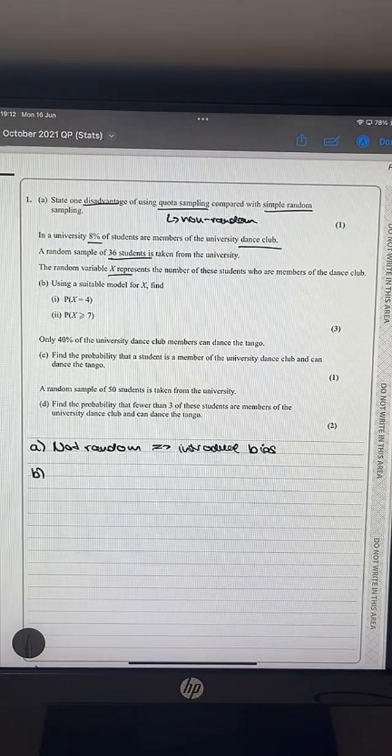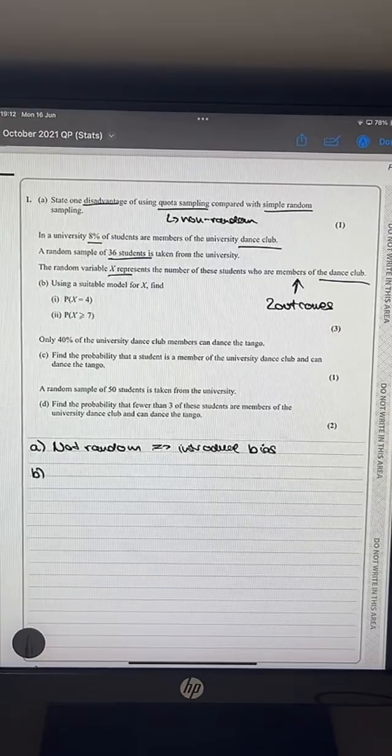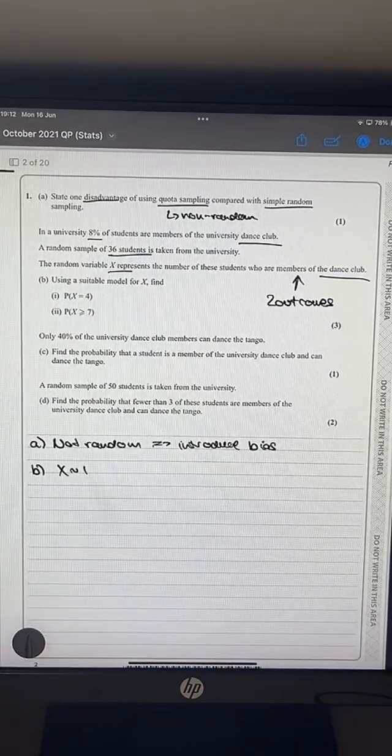The random variable x represents the number of these students who are members of the dance club. Using a suitable model for x, find this. It doesn't tell us what model to use, but there are only two possibilities. Either they're a member of the dance club or they're not, so it's going to be a binomial, because there are two outcomes. Bi means two. So x is going to be binomially distributed.